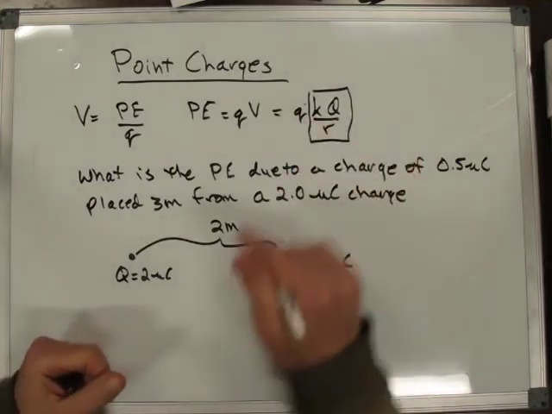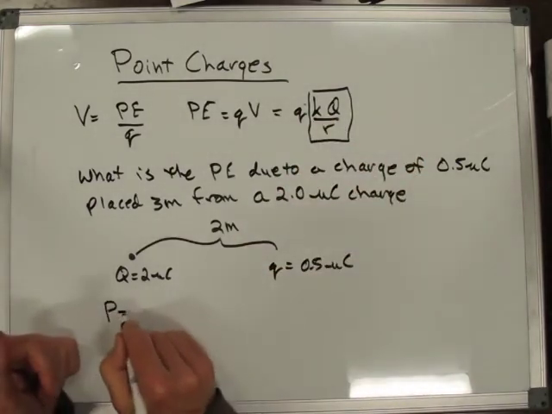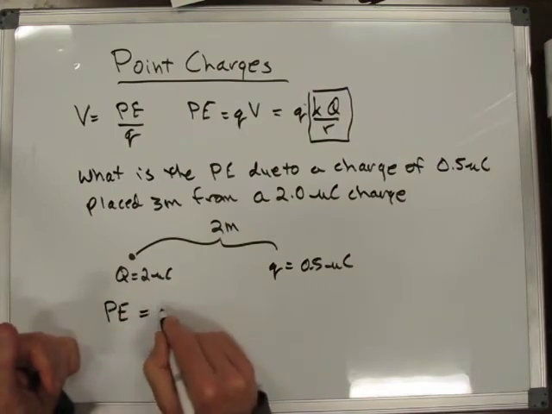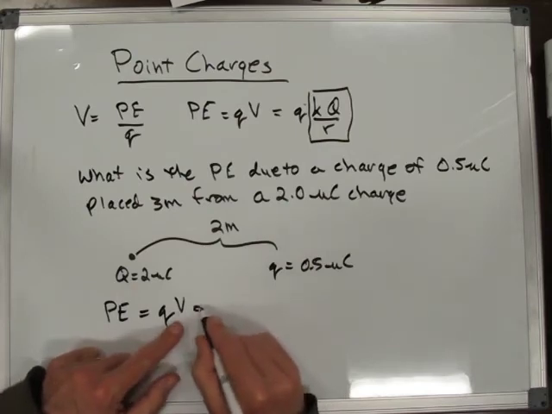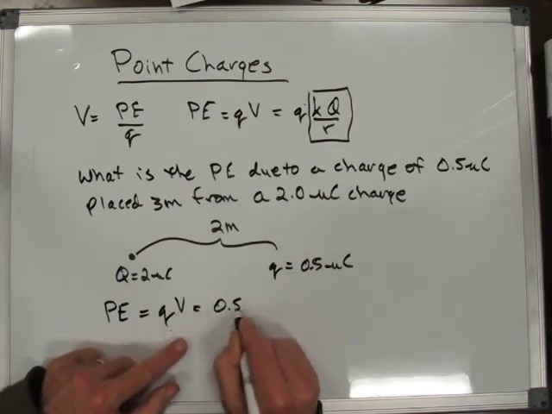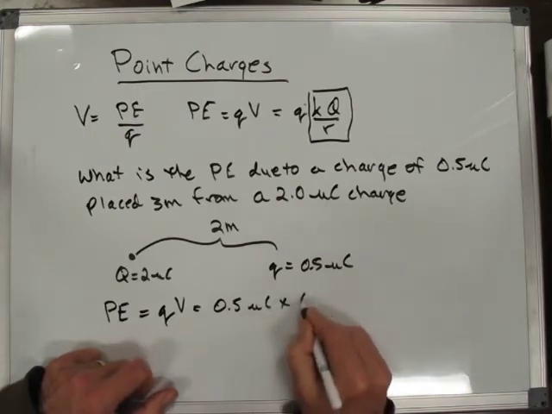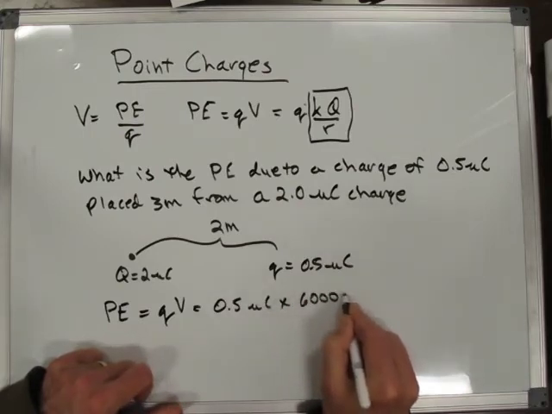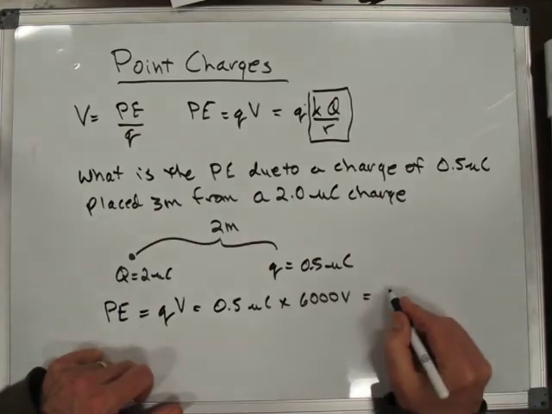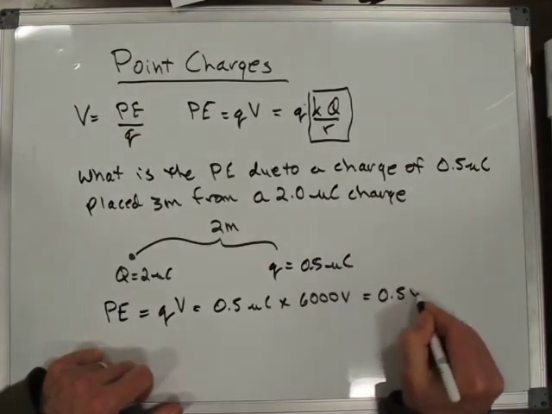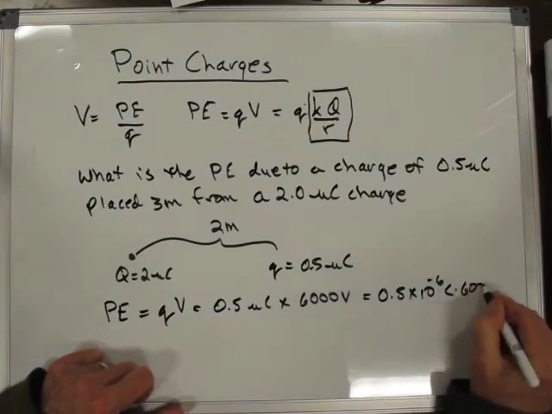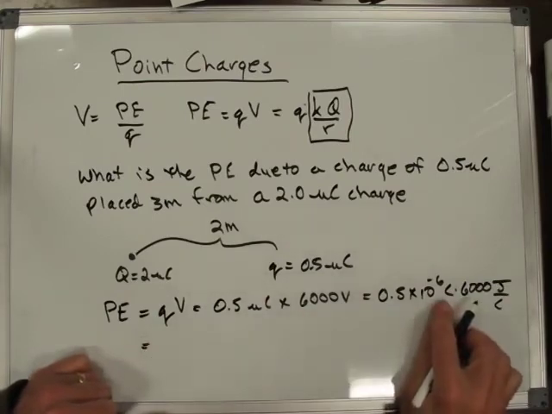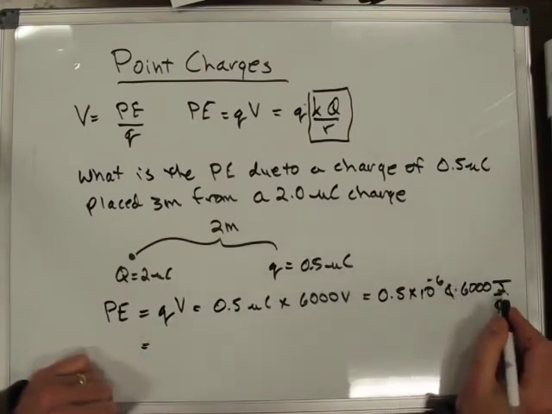And so they have potential energy stored. Well, this is the formula for the energy stored. So the potential energy is qV, but we just calculated V. We said V was 6,000 volts, so this is 0.5 microcoulombs times 6,000 volts, which is 0.5 times 10 to the minus 6 coulombs times 6,000. A volt is a joule per coulomb. And so if I straighten my units out, I cancel that, and I get joules.